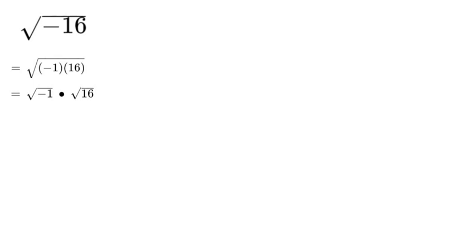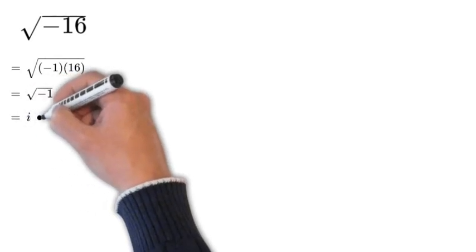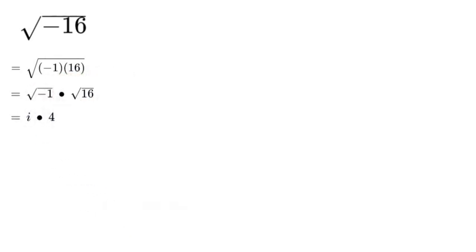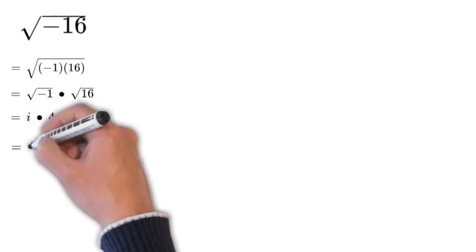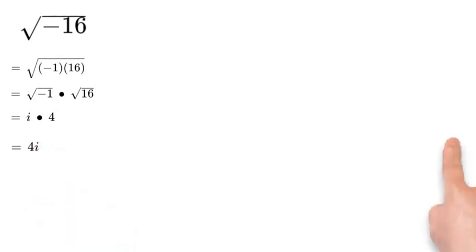But we know that i is equal to square root of negative 1. So therefore we can substitute the square root of negative 1 with i, and we know that the square root of 16 is 4. So our next step would be to write that out. And we can simplify that by just putting i behind 4, and we got 4i.